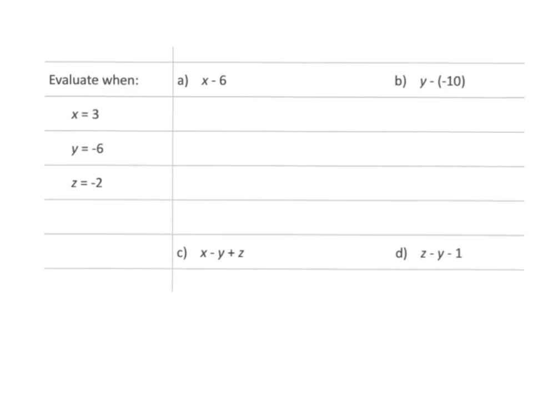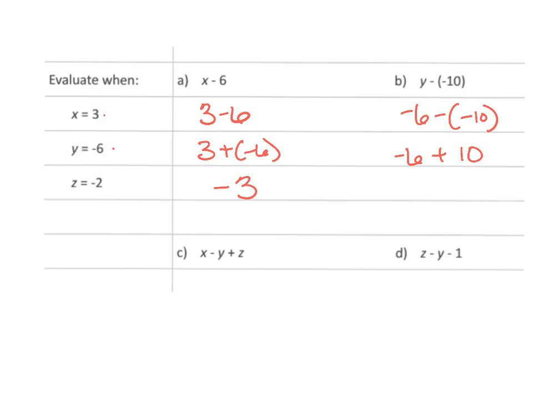So then you're going to have problems on your homework like what we did before. x minus 6, so x is 3. I'm going to plug that in. 3 minus 6. Stay, change, opposite. 3 plus a negative 6 gives us a negative 3. Plug in the y, which is negative 6. So I have negative 6 minus a negative 10. Stay, change, opposite. Negative 6 plus 10. 10 is bigger, so it's going to be a positive 4.